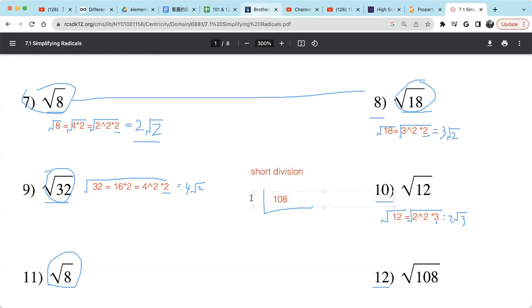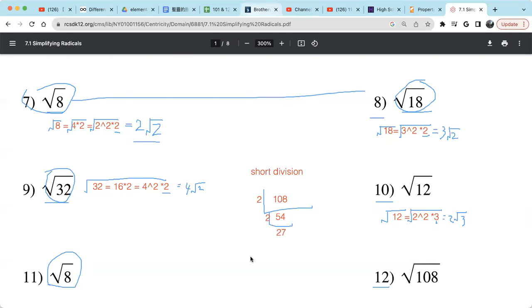First, we see 108 is an even number, so we can divide by 2. If we divide by 2, the quotient becomes 2 times 5 is 10, then 2 times 4 is 8, so the quotient is 54. Then 54 we see is also an even number, so we divide by 2 again. When we divide by 2, we get 27.